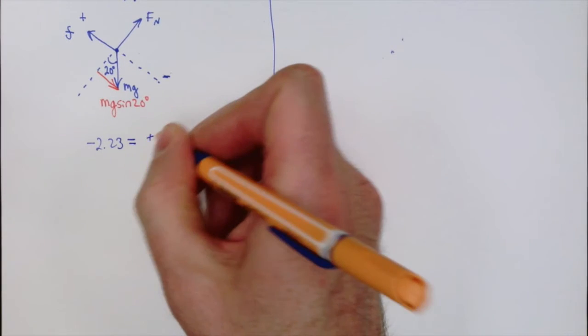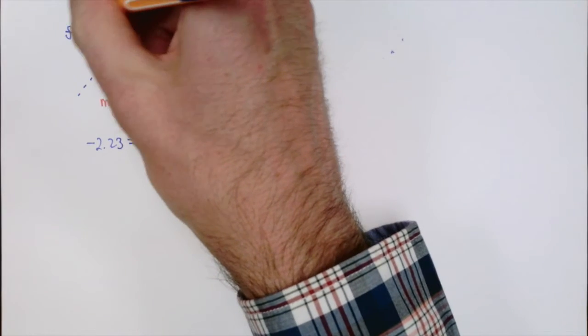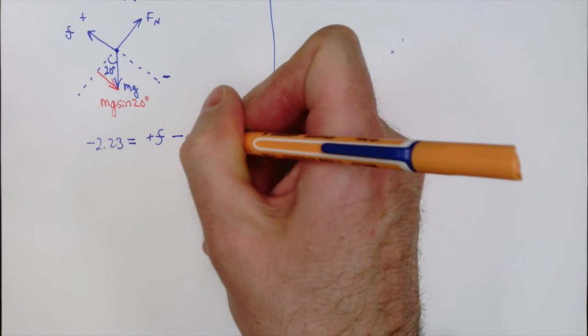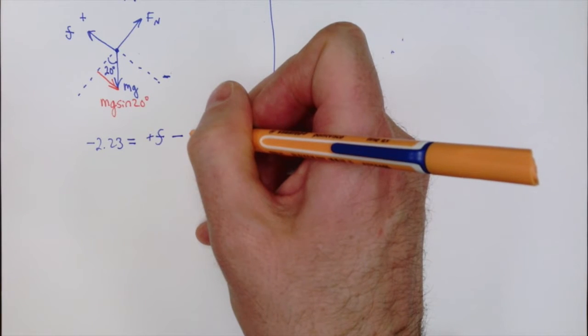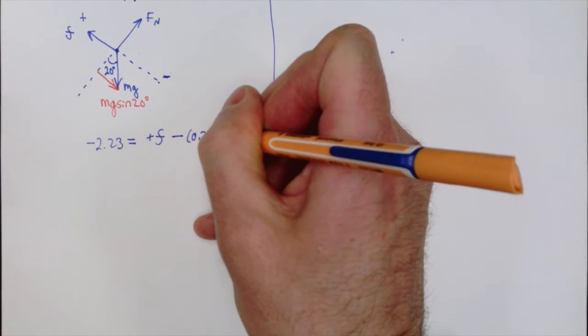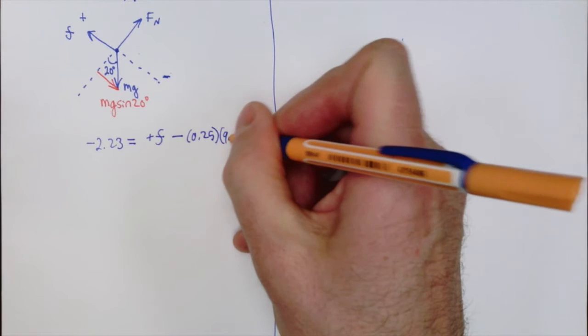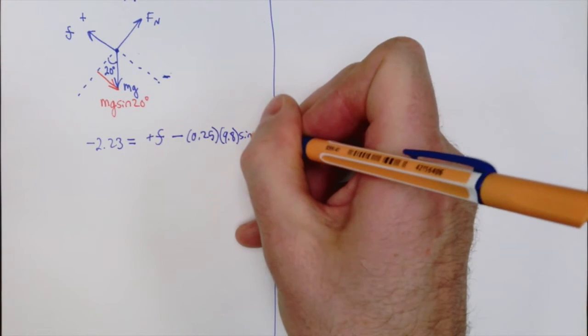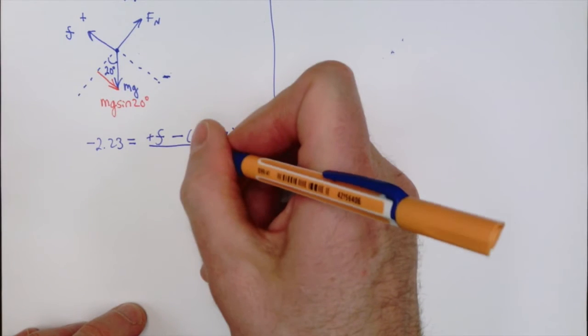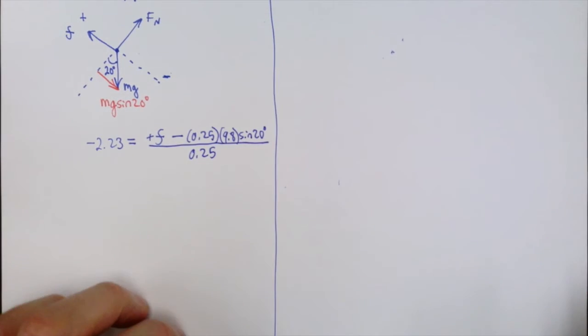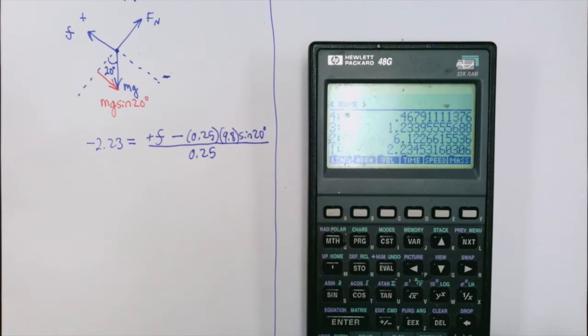And so we have positive friction, positive because of what I explained earlier, minus mg, and here the mass is not going to cancel out, and I had said that the mass of the disk is 0.25 times 9.8 times the sine of 20, and then that's going to be divided by, again, m. M doesn't cancel out here. So that's the equation that you would solve to figure out what the force of friction is equal to. Let me do that on my calculator and see what we get as an answer.